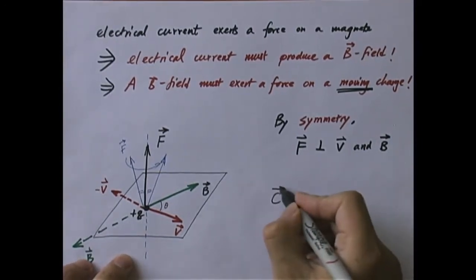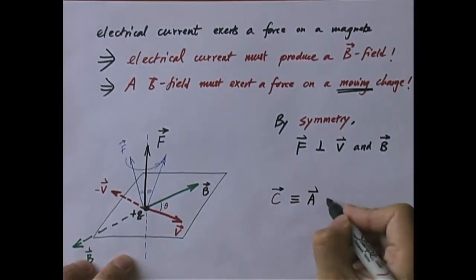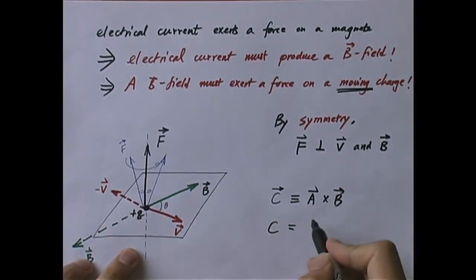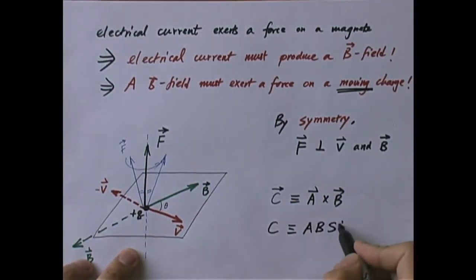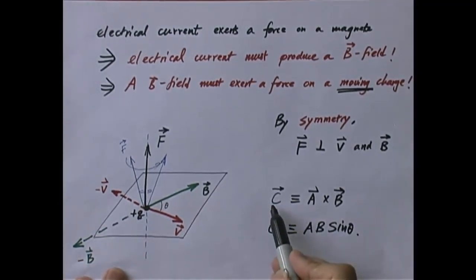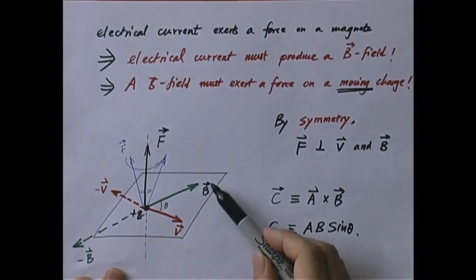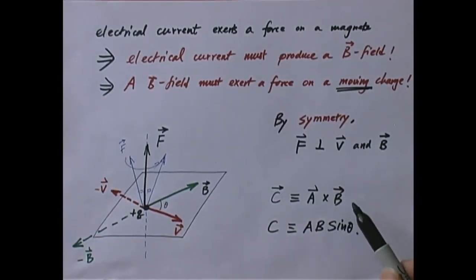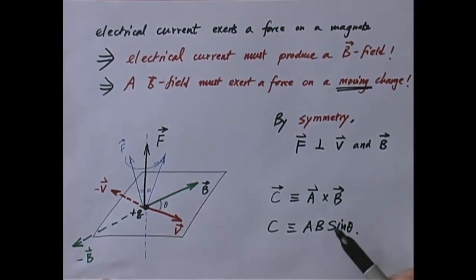So C is defined as A cross B, generally. These are just general vectors. C is perpendicular to both A and B, and the magnitude of C is defined as AB sine theta. Now in our case, we have a magnetic force that is perpendicular to both of these vectors, B and V, and it's determined by those two vectors. So is it possible that our magnetic force can in fact be written as the cross product of these two vectors, V and B?